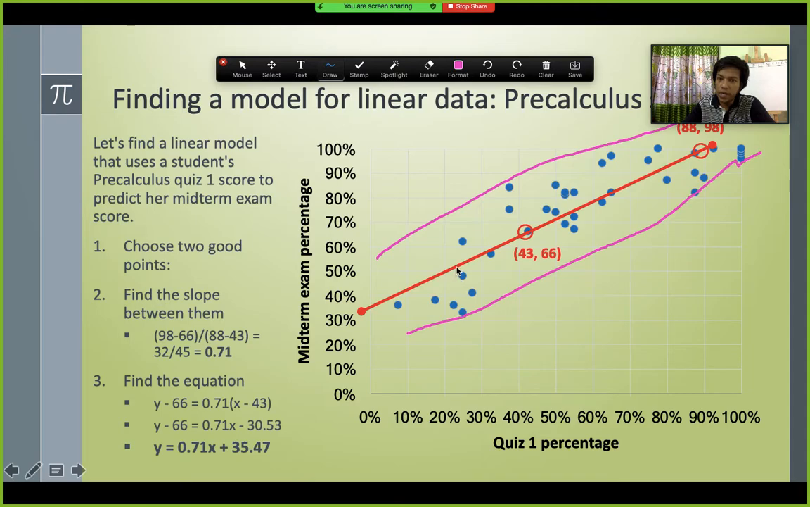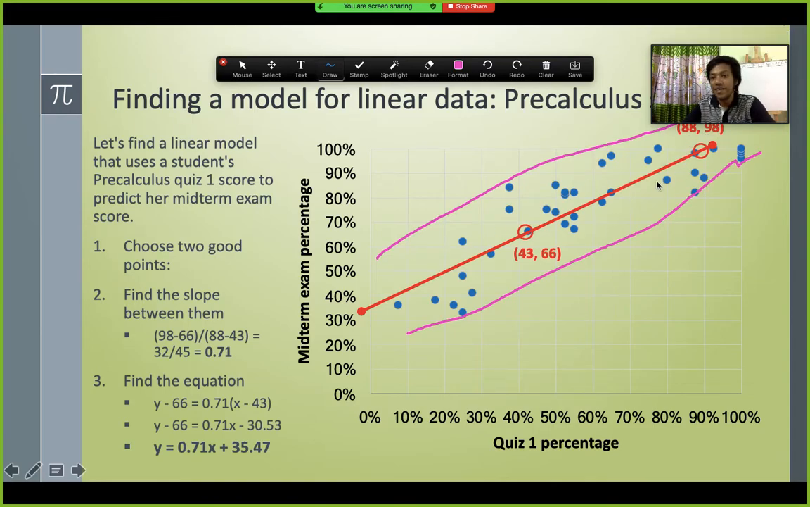That's why this red line has to be somewhat in between this purple line. I think this is purple color. Is it purple color? Okay, I assume this is purple. So in between this line.